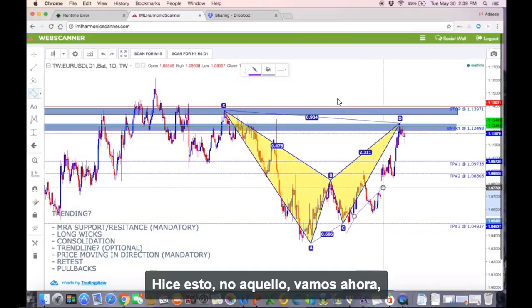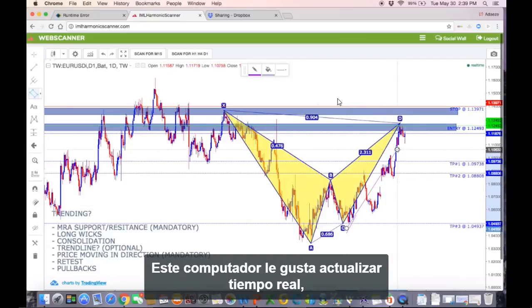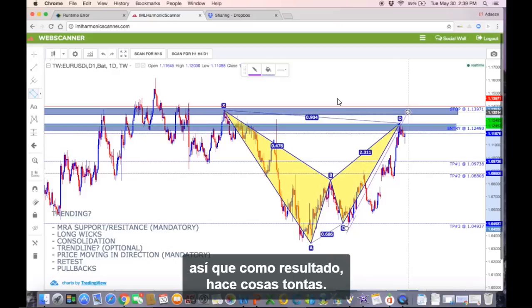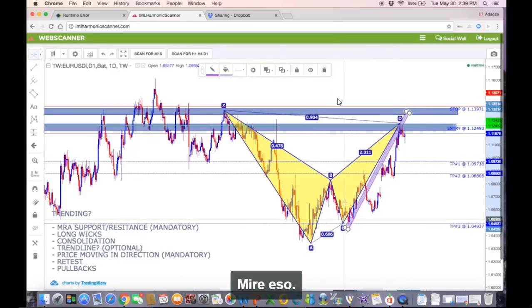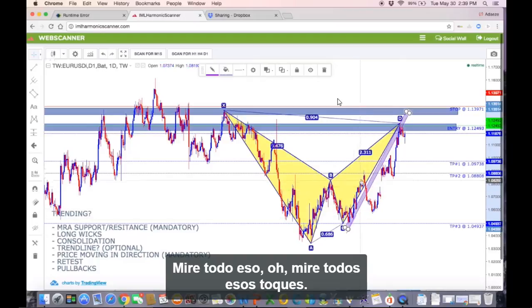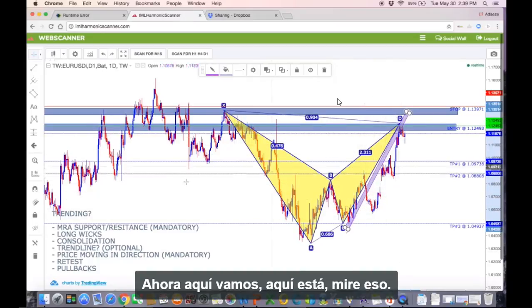So why did this not do that? Come on now. Don't be like that, computer. Don't be like that. Let's try this again. Sorry, guys. This computer likes to update in real time. So as a result, it does stupid stuff. But anyhow, there you go. Look at that. Look at all of that. Look at all those touches. And then it kind of busted through. Now here we go. Here it is.